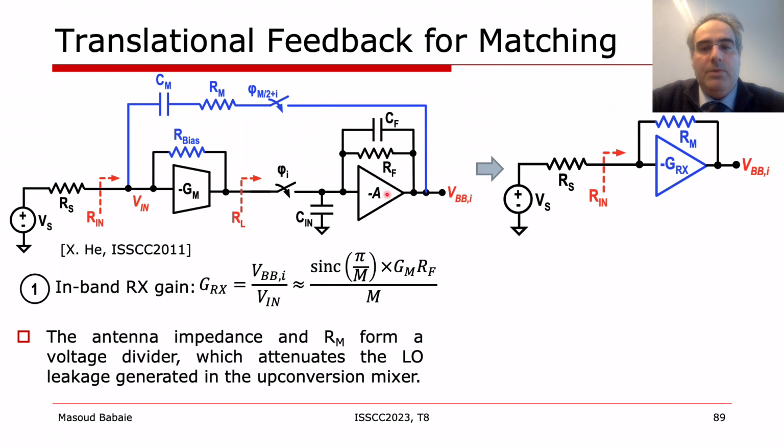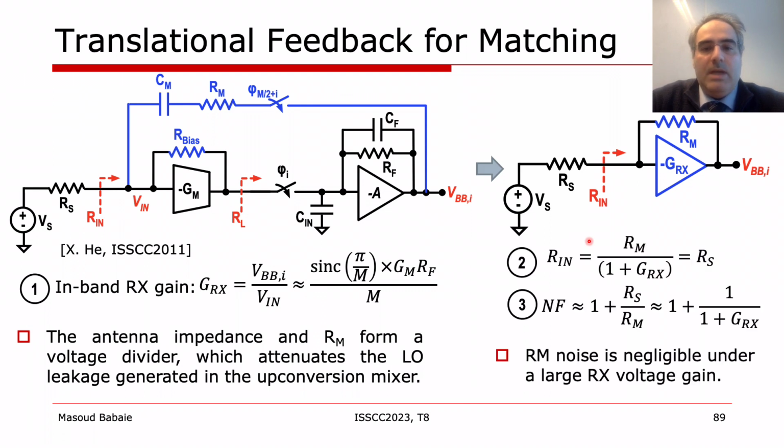Observing from the RF input signal, the receiver is equivalent to a bandpass amplifier with a shunt resistive feedback. The receiver input impedance can be approximated by Rm divided by Grx, where Grx is the receiver voltage gain from the receiver input to the TIA's output. Hence, to satisfy the input matching requirement, Rm can now be much larger than Rs due to the high voltage gain of the receiver. Consequently, the noise contributed by Rm can be neglected. Note that the antenna impedance and Rm form a voltage divider, which attenuates the LO leakage generated in the upconversion mixers.